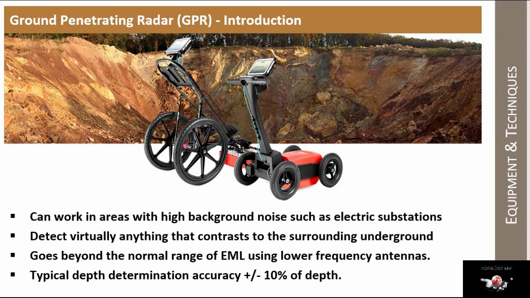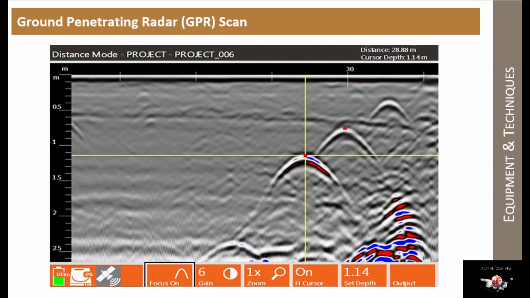Can work in areas with high background noise, such as electric substations, detect virtually anything that contrasts to the surrounding underground, goes beyond the normal range of EML using lower frequency antennas. Typical depth determination accuracy plus or minus 10% of depth. Ground penetrating radar, GPR, scan.